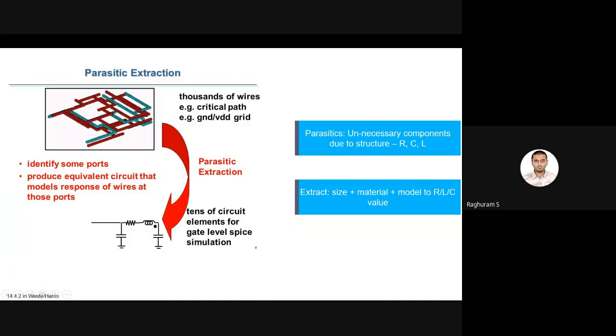Now, parasitic extraction. Again, we mentioned this. Very natural. What it means is, based on the interconnections, they will have some length and width, and based on the properties of the material and the length of the interconnections, we can extract the R and C. Together, the size, the material, and the model, based on the equations that we're using, we can extract these values from the circuit along with the routing information. Routing information is very important for parasitic extraction.